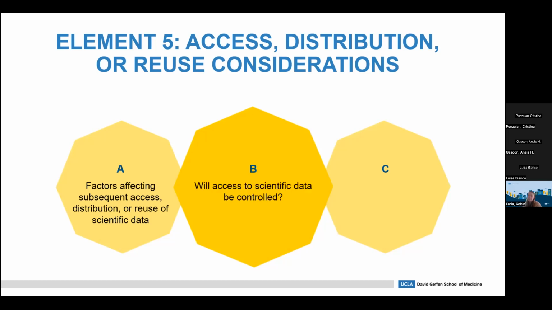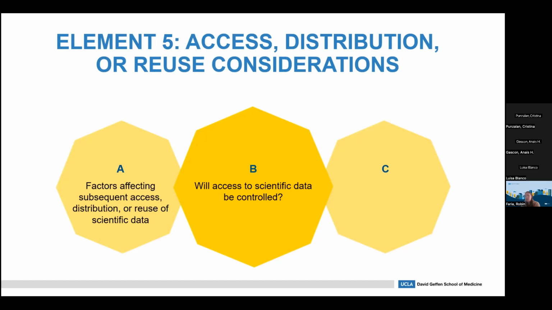So after that, section B is: will access to the scientific data that you're generating be controlled? Meaning, is it going to be made available to a data repository only after approval? Those kinds of considerations can be put here.